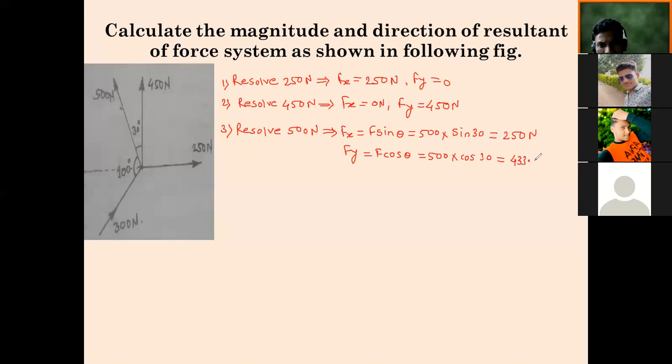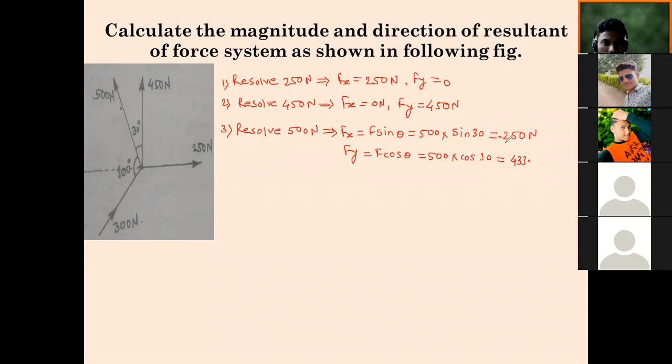The x component is 250 Newton. Will the direction be minus? Yes, minus. Very nice. This 250 force will be negative, because it is going towards the negative x-axis. This x component will come negative because it is going towards the negative x-axis.